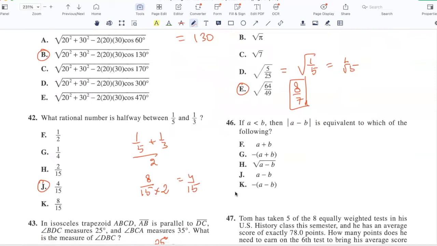If A is less than B, then modulus of A minus B is equivalent to which of the following? So if A is less than B, then A minus B is negative. So modulus of A minus B would be negative of A minus B, right? Because modulus of a negative number is the negative of the number. So it would be negative A minus B, K.